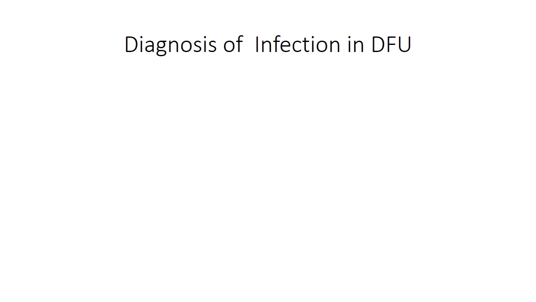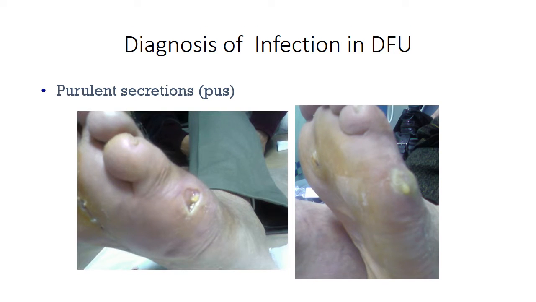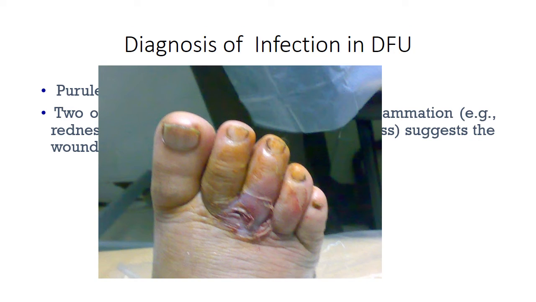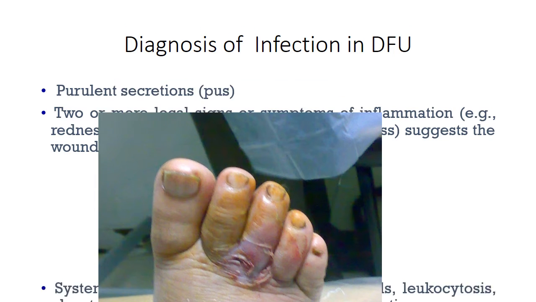Now we know the type of diabetic foot ulcer. Next, we should diagnose if it is infected or not. It's important to know if the patient has an infection in his diabetic foot ulcer. Of course, purulent secretion is an obvious characteristic of infection. If we see pus, it is infected. Sometimes not pus, but two or more local signs or symptoms of inflammation like redness, warmth, induration, pain, or tenderness suggest the foot is infected. Like here we have redness and we cannot feel it, but it should be warm.